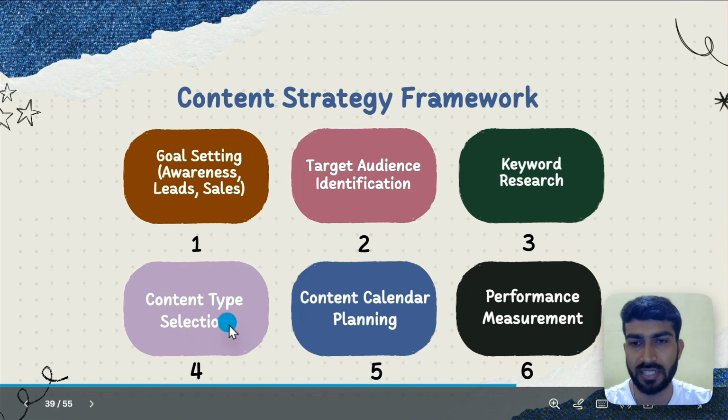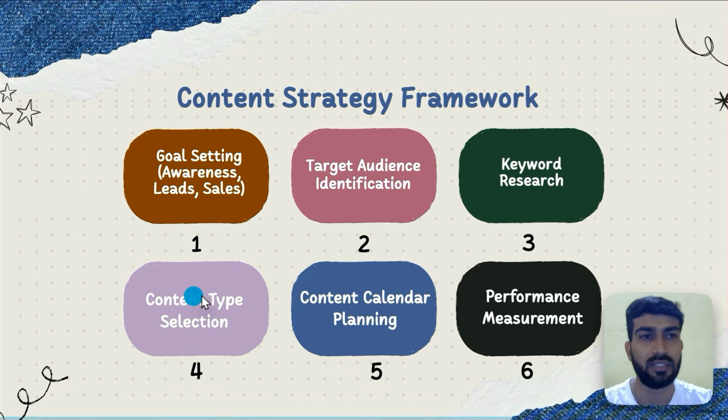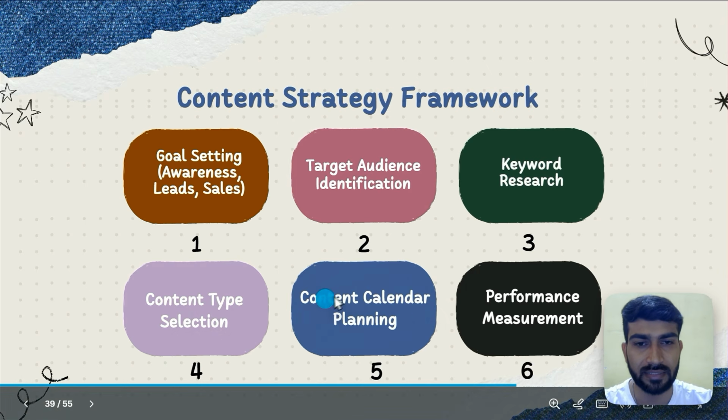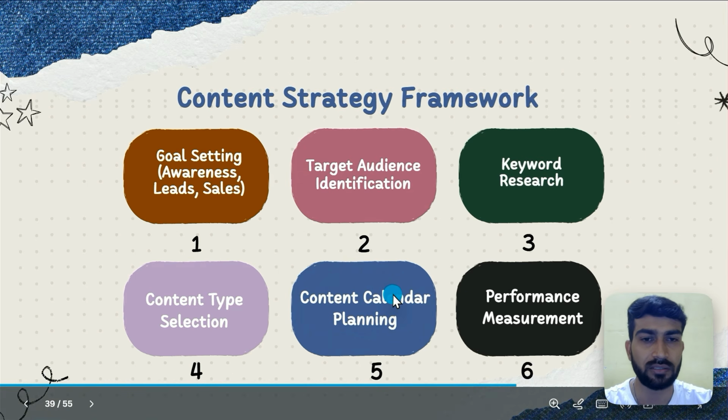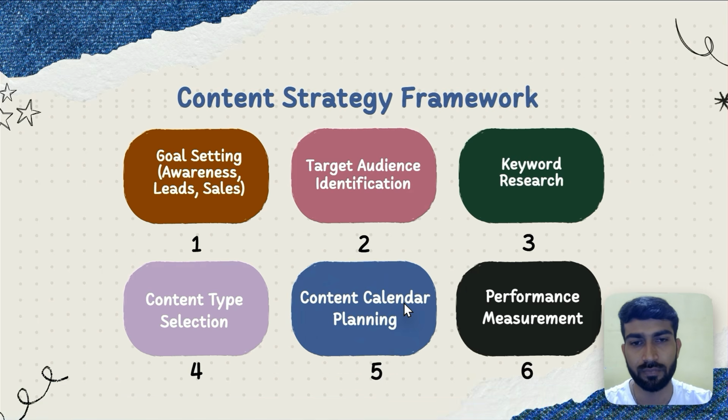In the fourth stage, content type selection. Here you can select the content type: reel, post, blogs, or poster creatives. Then you can do the content calendar planning. Now everything is planned, right? We are just revising the session. I hope these things are clear to you.